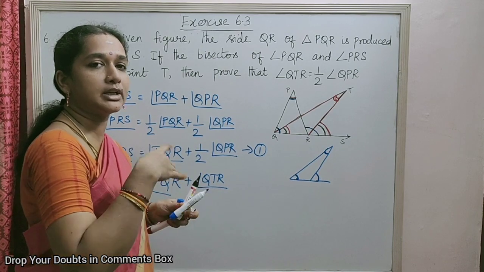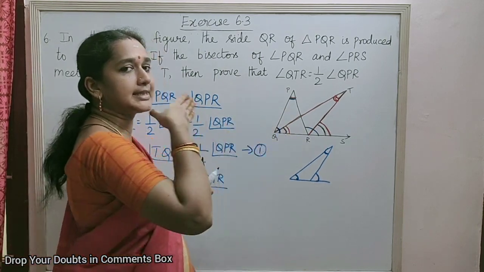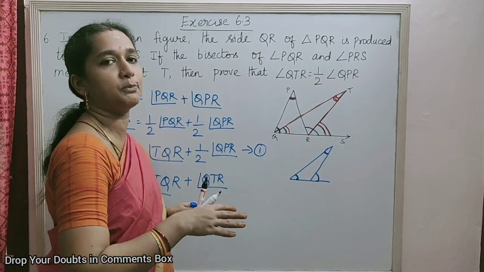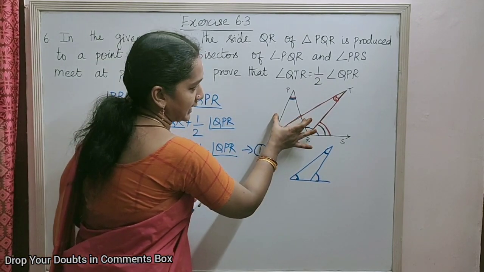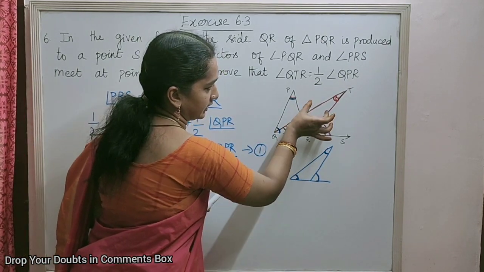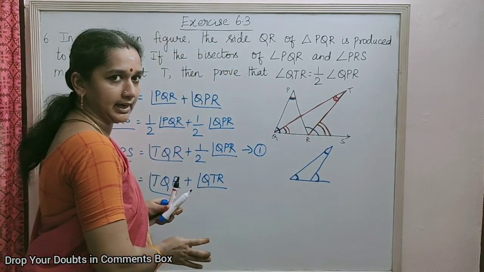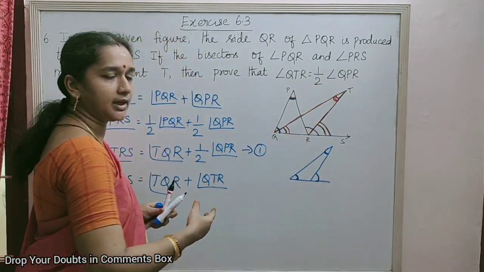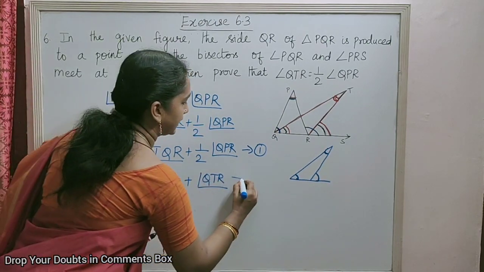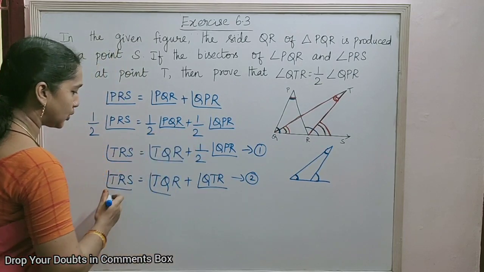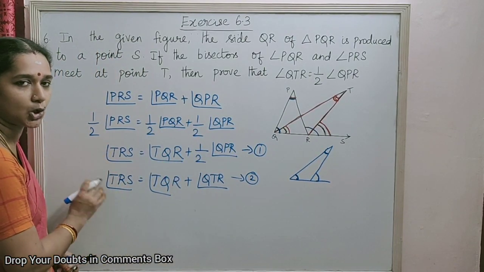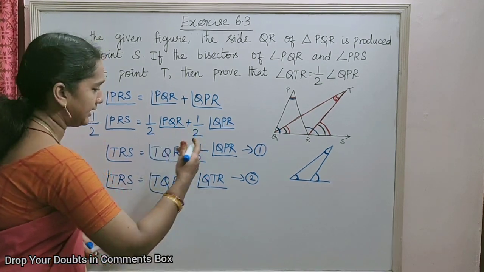One more time I will repeat. I am using the exterior angle property, that is, the exterior angle is equal to the sum of opposite interior angles. Here one triangle is there, and here one triangle is there. For this triangle this is the exterior angle, and for this triangle this is the exterior angle. I equate them with the opposite interior angles, and I get two equations like this. So equating 1 and 2, this is TRS and this one is also TRS, so I am equating the RHS.